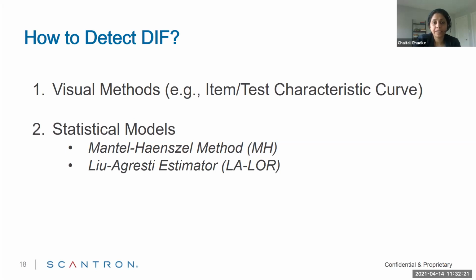Another way of detecting DIF is using statistical methods that help you understand whether the items have DIF, to what extent, etc. I have listed two of the most commonly used stats. One is the Mantel-Haenszel method, and the other is the Liu-Agresti estimator of the log odds ratio. These stats can be computed as a DIF index for each item on the exam form. And those items with moderate or large significant DIF stats indicate differences in group performances.